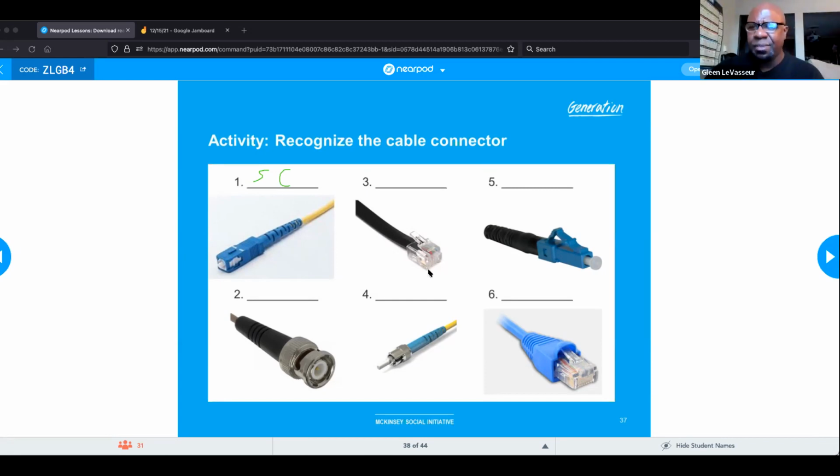Twisted pair. There you go. So UTP, unshielded twisted pair. Very good.